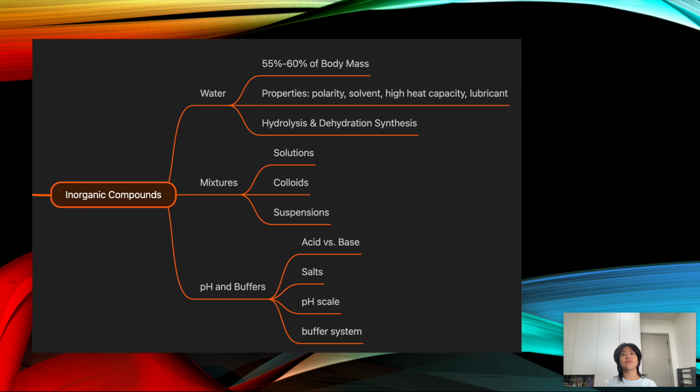Then we have some of the thermal properties of water. First of all, it has a high heat capacity, meaning that water can absorb and release a relatively large amount of energy with only a modest change in its own temperature. So it takes a lot of energy to really boil water. This is what we refer to as a high heat capacity.